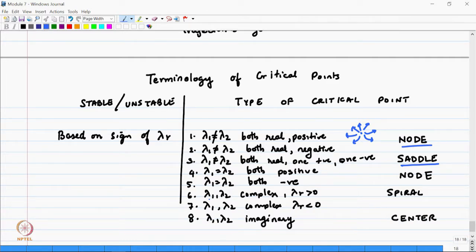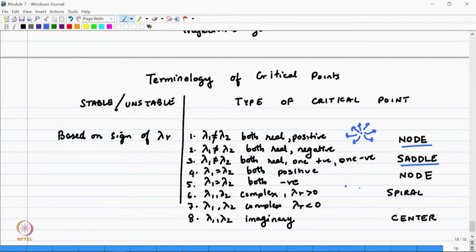Now, if lambda 1 and lambda 2 are complex, such that the real part is greater than 0, then you get a spiral. If they are complex where the real part is less than 0, you also get a spiral. And if lambda 1 and lambda 2 are purely imaginary, then you get a center. Again the spiral can be either stable or unstable. You could have a spiral where trajectories go into the node, or they can go away from the node.